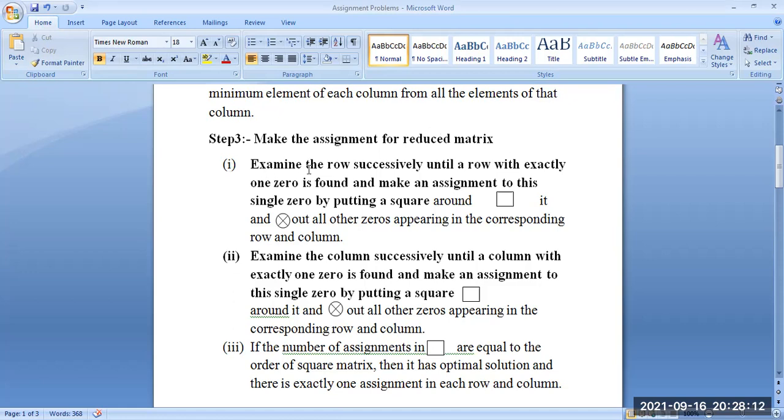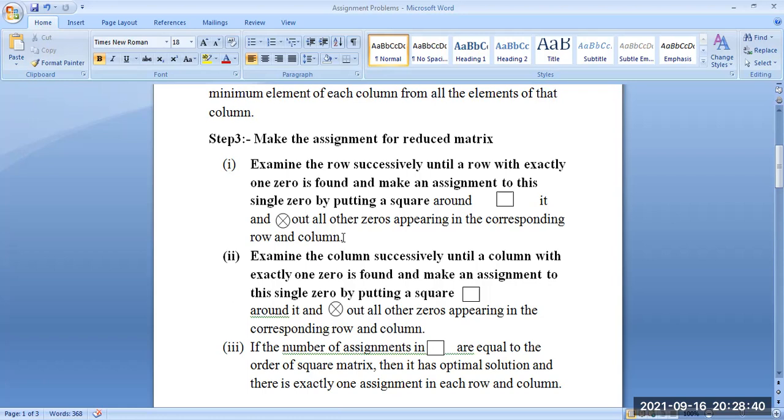First, examine the rows successively until a row with exactly one 0 is found and make an assignment to this single 0 by putting a square around it. We put the square box around it, and cross out all other zeros appearing in the corresponding row and column. क्या करेंगे? What do we do? We start the assigning process.